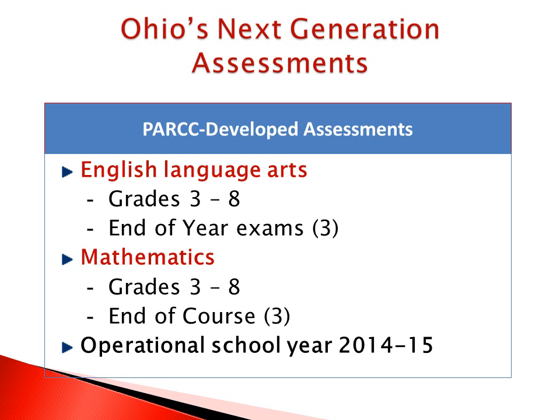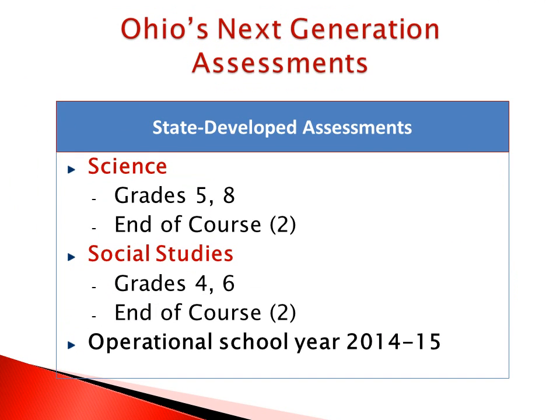In high school, students will take end-of-year exams instead of just the OGT. So end-of-year exams in English language arts will happen in English 1, English 2, and English 3 courses, and in math they'll take end-of-course exams in Algebra 1, Geometry, and Algebra 2. And these new assessments will begin in 2014-2015.